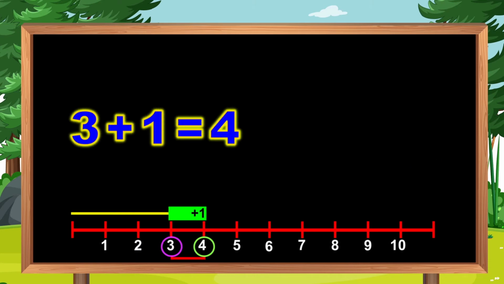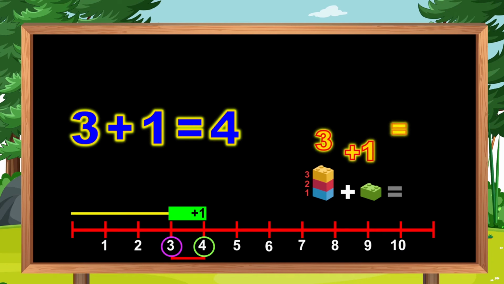What's 3 plus 1 now? 3 plus 1 is 4. If you have 3 blocks and you add one more block to it, how many blocks do you now have altogether? You have 1, 2, 3, 4. You have 4 blocks. So, if you have 3 blocks and you add one more block to it, you get 4 blocks. So 3 plus 1 is 4.